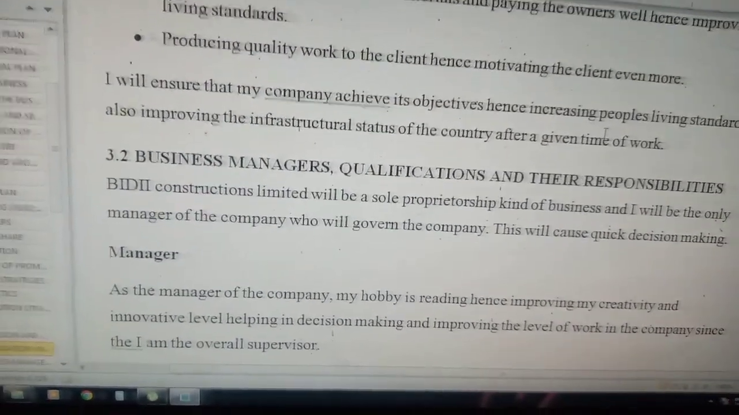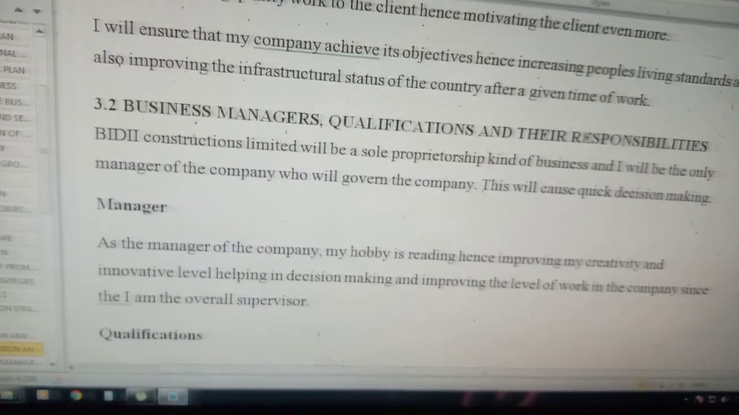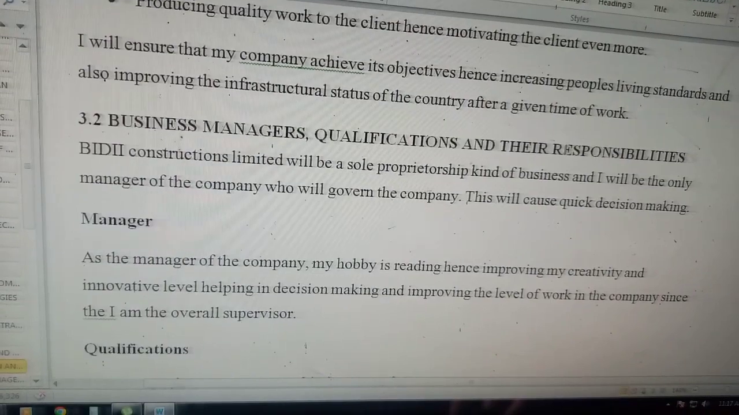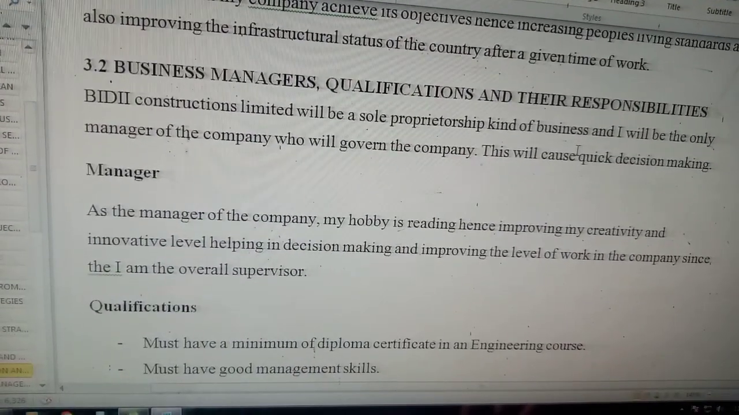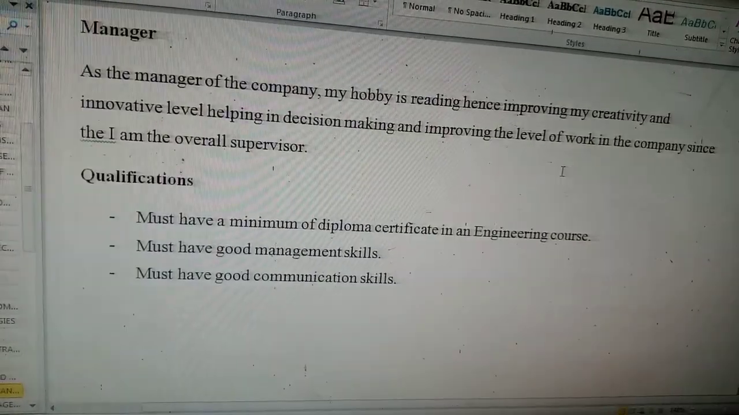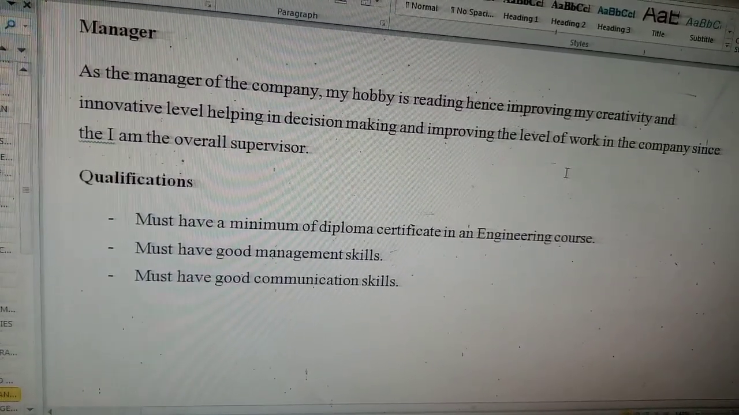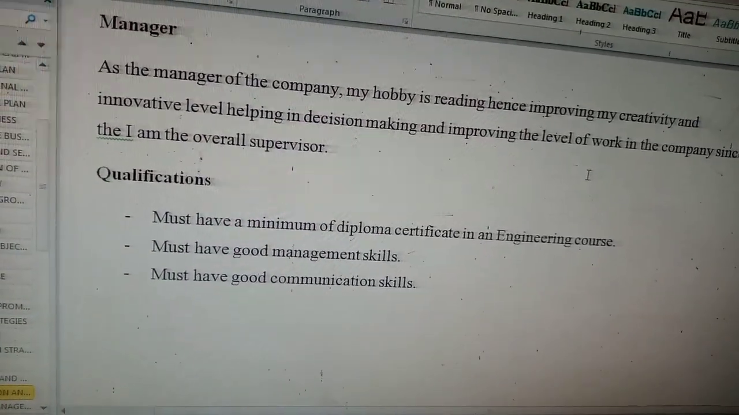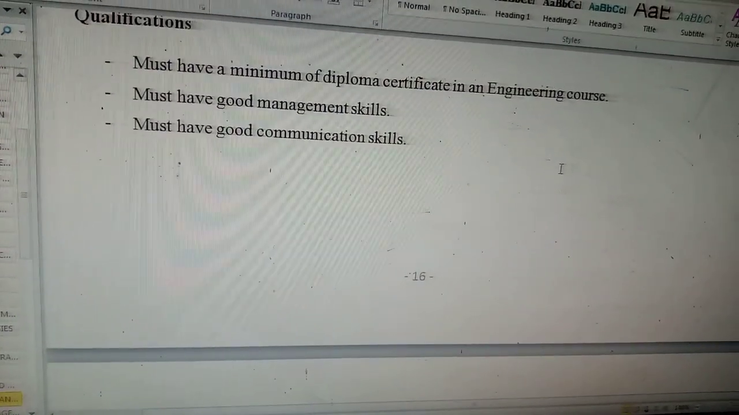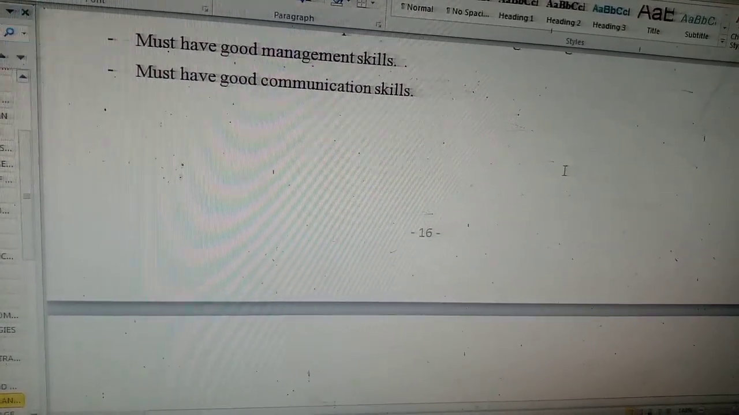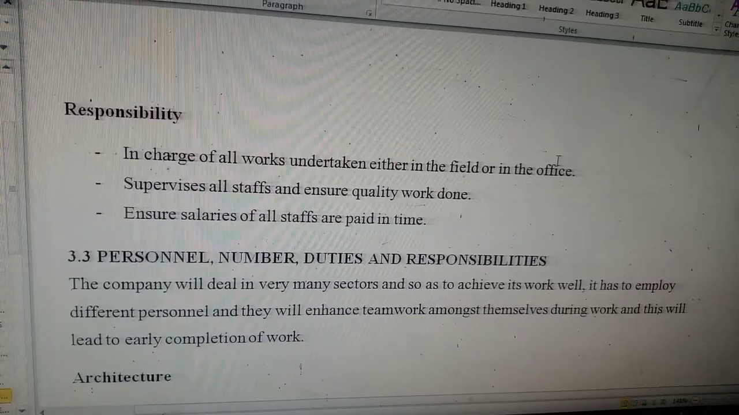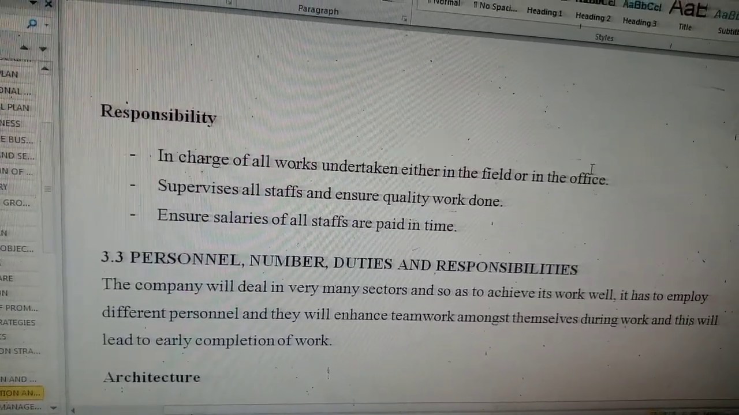As I said earlier, the people you'll have in your business, each and every person will have various qualifications, so that even if you are doing a recruitment process, you'll have a description of how you want your manager to be qualified. For the manager here, in mine, I say that my manager should have a minimum of a diploma certificate in engineering. Remember, my business is a construction firm. Other qualities, as you may highlight by yourself, are that a manager must have good communication skills, and the responsibilities of your manager in the company, you also list them down.